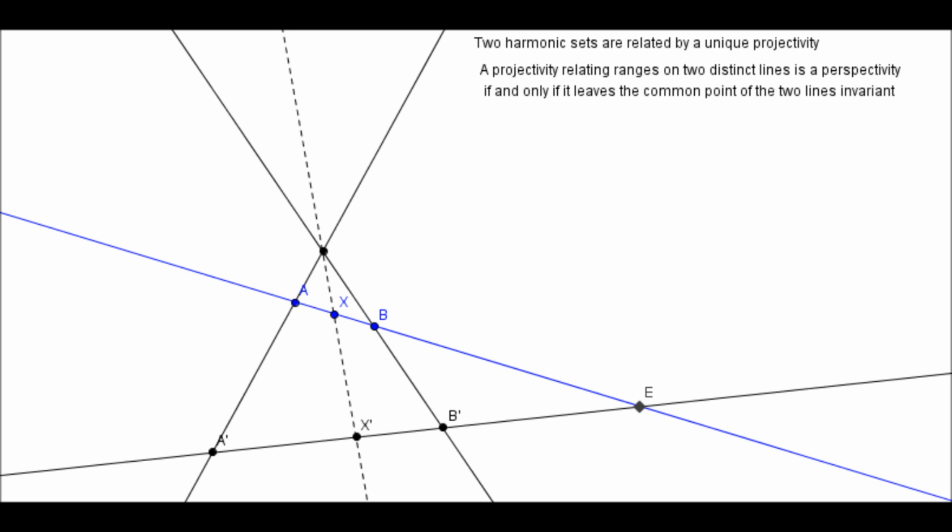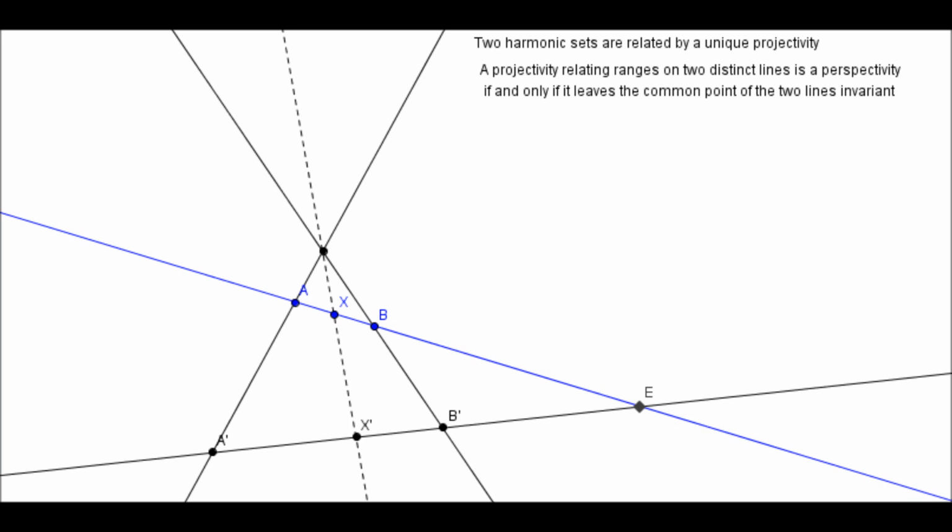So a couple of important consequences of the fundamental theorem of projective geometry, which you might want to have a go at proving. In fact, I suggest you do. One of them is that if we have two harmonic sets, then those two are going to be related by a unique projectivity. You should be able to see that if you think about how the fourth point of a harmonic set is uniquely determined by the first three.